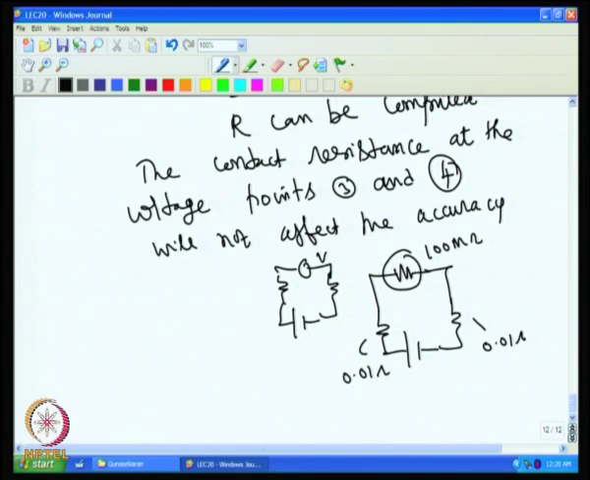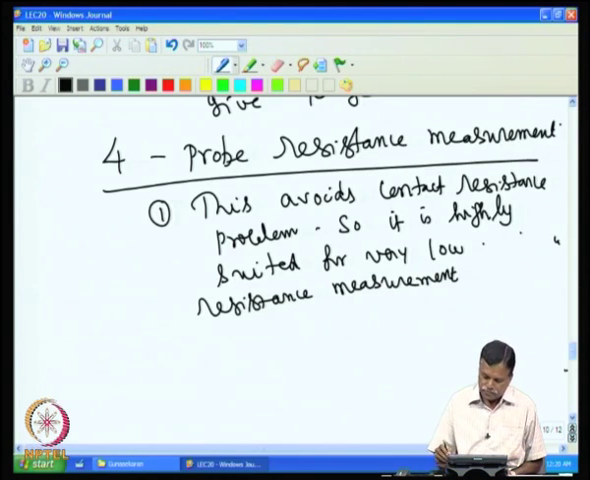Now, if this is the voltage that is supposed to be measured, assume this voltage is 100 millivolts. This is the voltage drop that is generated across the 2 ends of the resistance, that is this voltage.